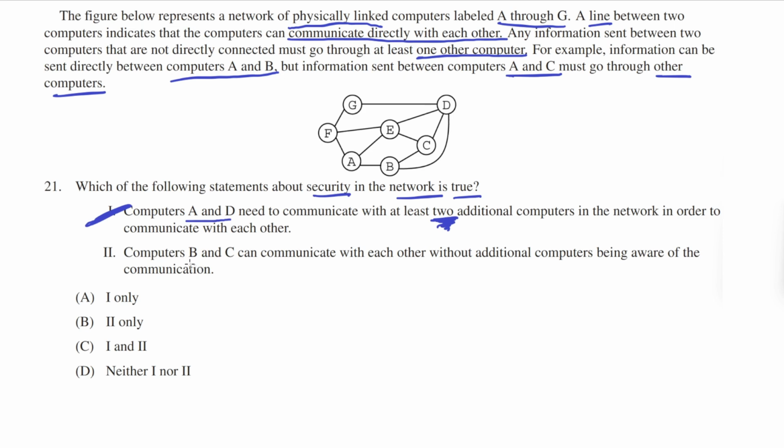The second statement says computers B and C can communicate with each other without additional computers being aware of the communication. So if we look at B here and C here, we see that there's a direct connection between them. So that means that no other computers had to be aware of this connection because they have a direct connection between them. They didn't need any of the other computers in the network to be able to communicate. So they don't need to be aware of the communication between B and C. They're using this direct link.